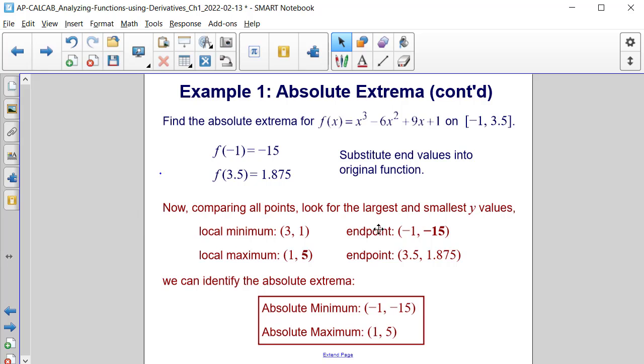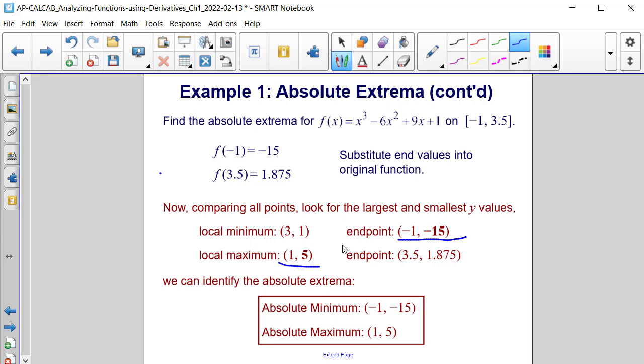Now if we compare all these points and we look for the largest and smallest y values, we had the local minimum at (3, 1), and we found that the endpoint is (-1, -15). That is our absolute minimum value because it is much lower than this one. And then we have the local maximum at (1, 5), and the other endpoint at (3.5, 1 7/8), or 1.875. And we can clearly see that these two are the absolute minimum and maximum values, respectively.